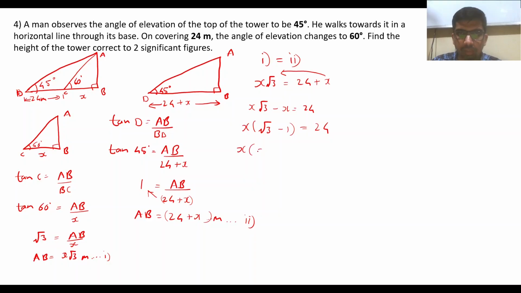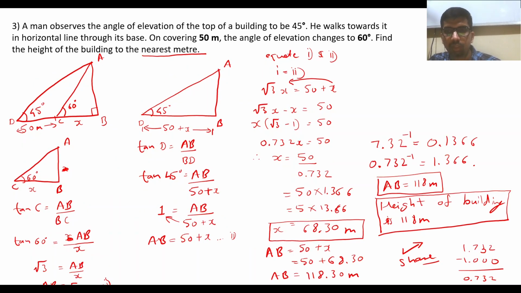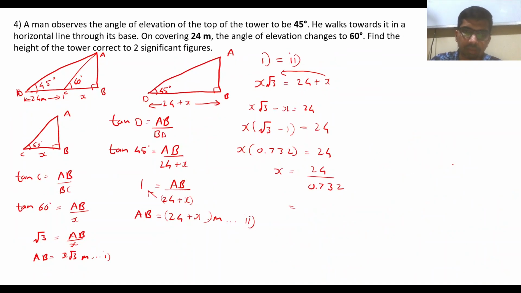Like we did last time, 0.732 and 24. Same and last sum, 24 upon 0.732. I will not teach you again. Do it yourself, okay. Pause or go back. Learn how to find reciprocal. Reciprocal of 0.732. How much did we get? Reciprocal of 0.732 is 1.366.